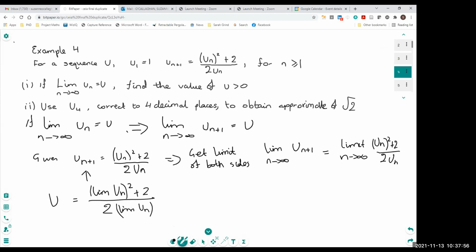So here we're evaluating the limits on this side of the equation here. So the limit of u of n squared, the limit of u of n we know is u. So that's going to be u squared plus 2 all over twice the limit of u of n. And we know the limit of u of n, as previously given, is u. That's over u. So the answer is u squared plus 2 all over twice u.